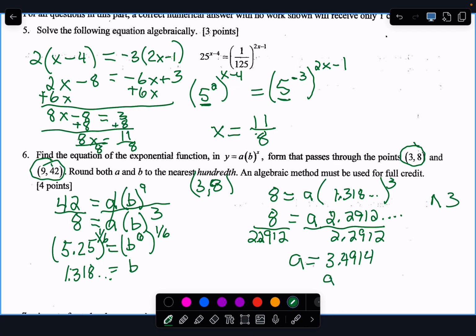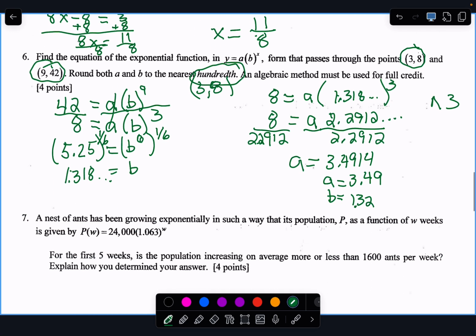So now it says to the nearest hundredth. So A is 3.49. B is 1.32.